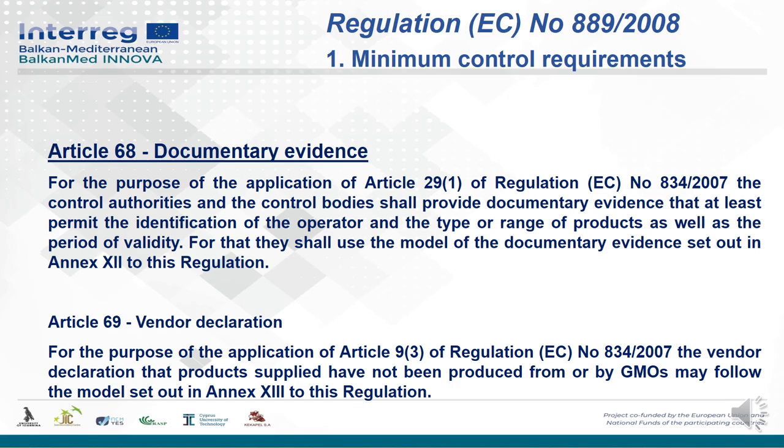Article 69. Vendor declaration. For the purpose of the application of Article 9, paragraph 3 of Regulation 834 of 2007, the vendor declaration that products supplied have not been produced from or by GMOs may follow the model set out in Annex 13 to this regulation. So there is a model that can be used in this case for declaration.